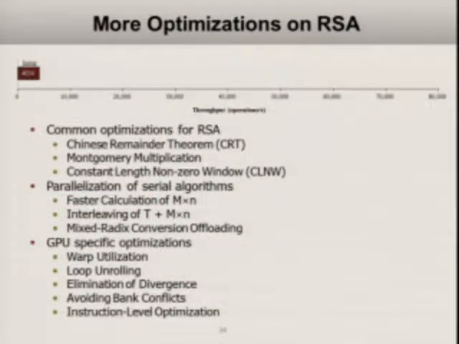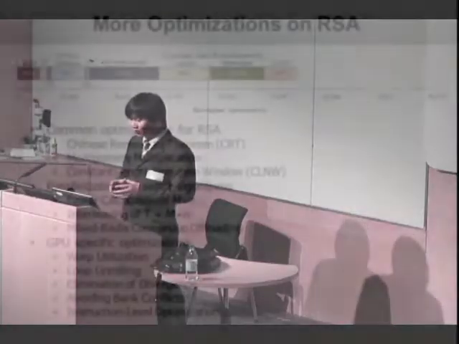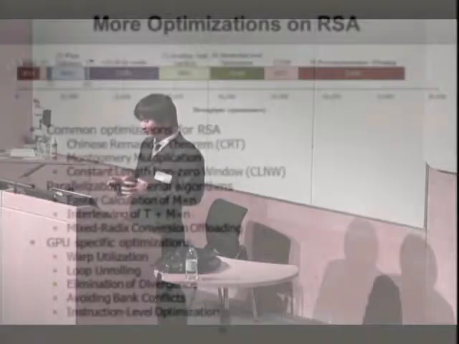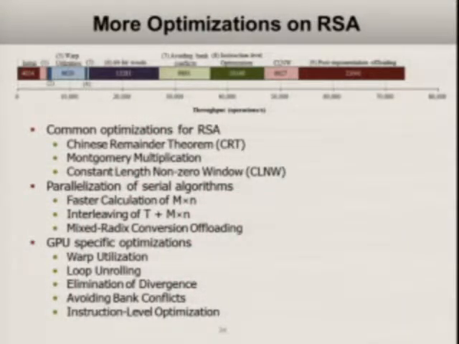So from the initial implementation using parallel multiplication, we optimized RSA a lot more. We applied several common optimization techniques like Chinese remainder theorem and Montgomery multiplication, and we parallelized these known algorithms when possible, along with GPU-specific optimizations. After all optimizations, we observe about a factor of 20 improvement over the initial implementation. But I'm not going to explain all those details in this talk, so please read our paper for details.